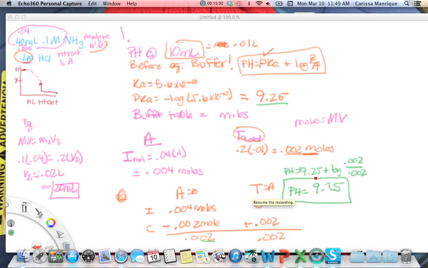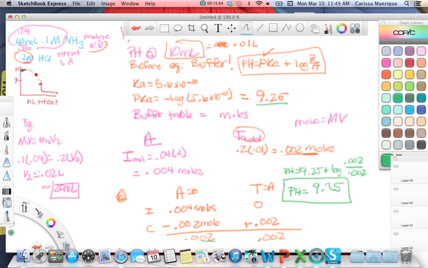Okay, so if we think on this, we started out around 11.13, so around 11. And now we've added 10 milliliters of a really strong acid, so now we're down to about 9.25. So after we added 10 milliliters, maybe we started about right here. Now we're about right in here. Okay, so now let's do an equivalence point problem.